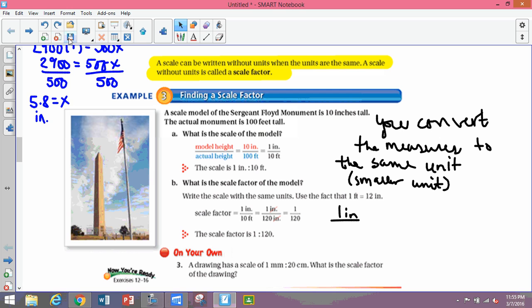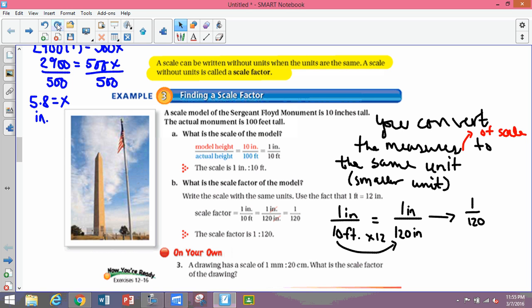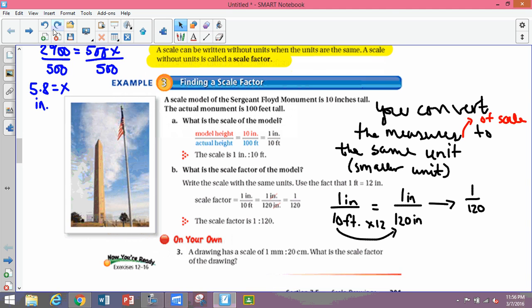So in this example, if I have a scale of 1 inch equals 10 feet, what you're going to do is make them both inches. The 1 inch stays the same. And in order to make that 10 feet into inches, you need to multiply it by 12. So that becomes 120. My scale factor then is 1 over 120. Because it's the same measure, you don't need to write a label. It just becomes 1 over 120. That would be your scale factor.